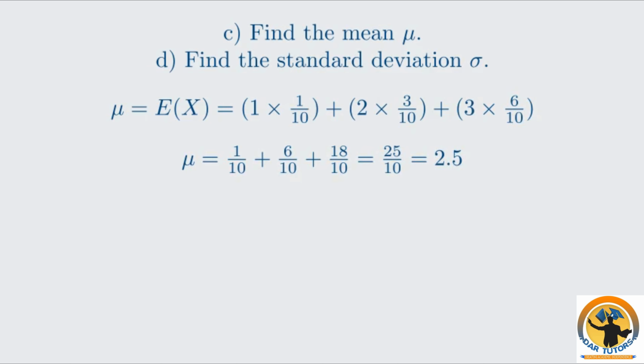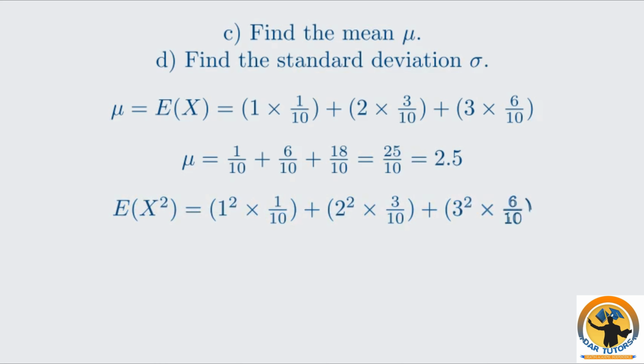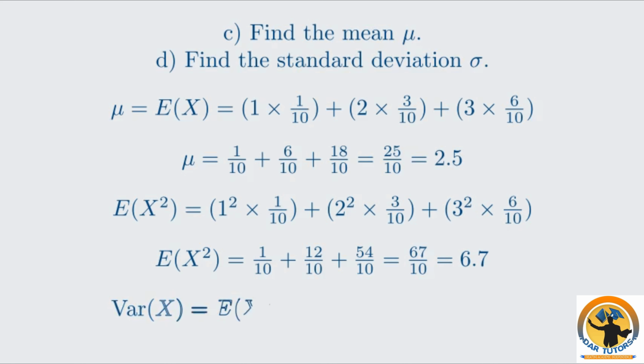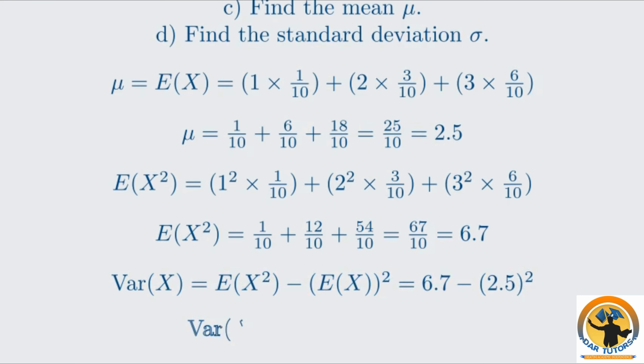Now for the standard deviation, we'll first find the variance using the formula E[X squared] minus (E[X]) squared. First, E[X squared] is 1 squared times 1/10, plus 2 squared times 3/10, plus 3 squared times 6/10. This becomes 1/10 plus 12/10 plus 54/10, which sums to 67/10 or 6.7. Now we can find the variance. Var(X) equals 6.7 minus the mean squared, which is 2.5 squared. This is 6.7 minus 6.25, which gives us 0.45. So the variance is 0.45.